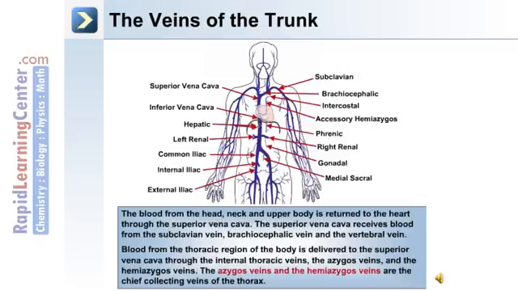The blood from the head, neck, and upper body is returned to the heart through the superior vena cava. The superior vena cava receives blood from the subclavian vein, brachiocephalic vein, and the vertebral vein. Blood from the thoracic region of the body is delivered to the superior vena cava through the internal thoracic veins, the azygous veins, and the hemiazygous veins. The azygous veins and the hemiazygous veins are the chief collecting veins of the thorax.